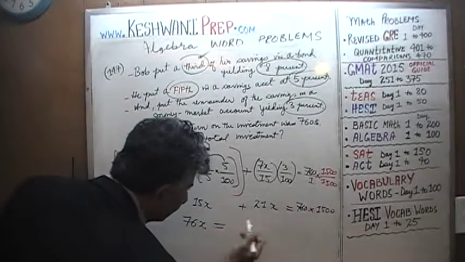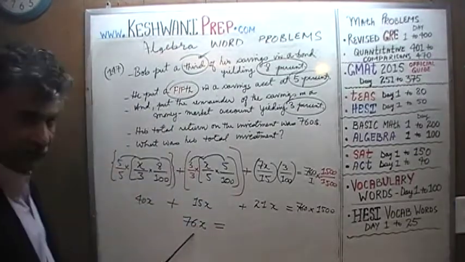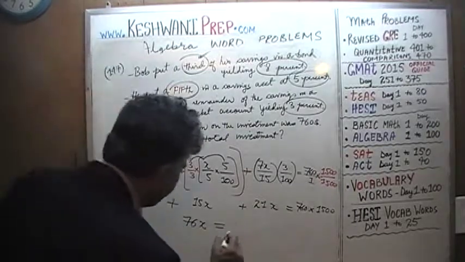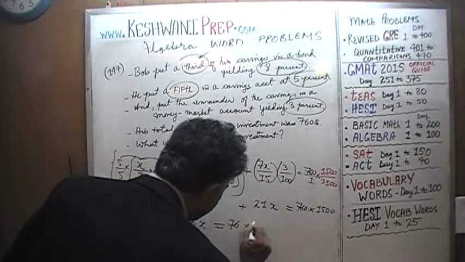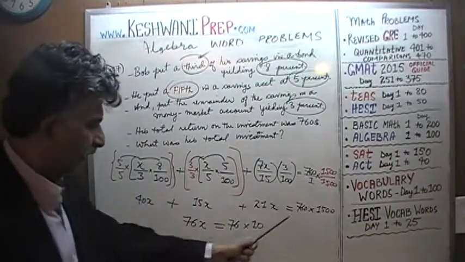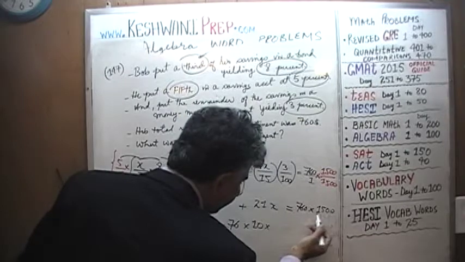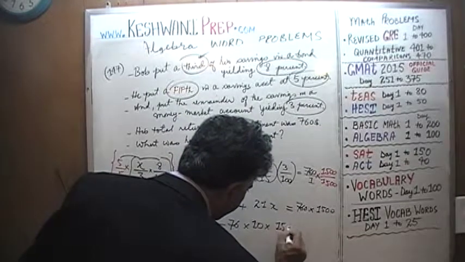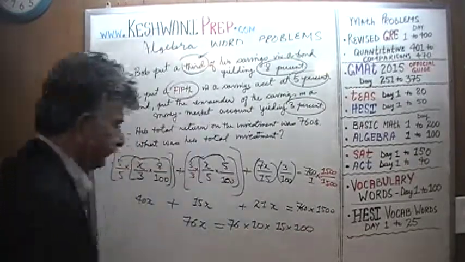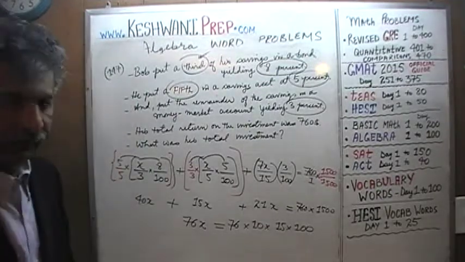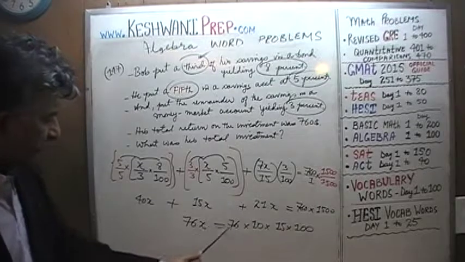I'm going to write it here because we have more room. 76x on this side, and here we have 760. I'm going to write the 760 as 76 times 10, and the 1500 I'm going to write as 15 times 100. We'll see why in a second. So that's all there is. Now we have 76 on this side, 76 on this side.